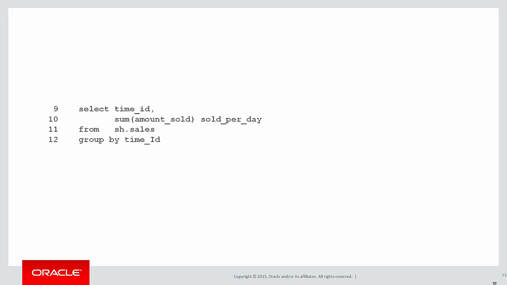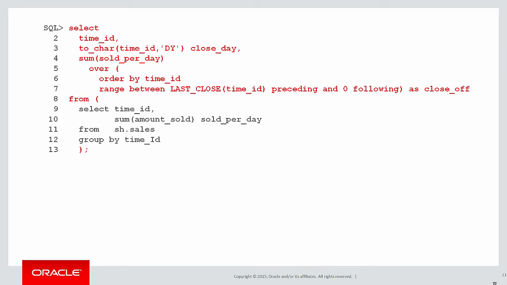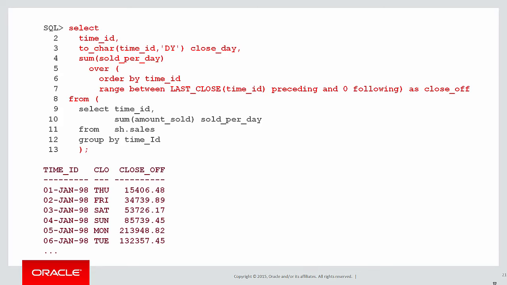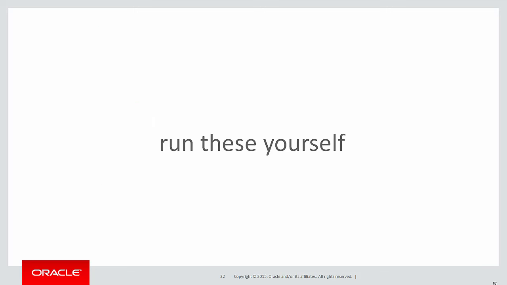Here's our query we had before showing the sales per day. We're going to wrap that in an inline view and plug in our analytic function, and there's the result. What we have is the close of books total that dynamically changes its window. And you can see there, for example, on the Monday, on the 5th of January, the total was quite large because it included the sales from the previous Sunday and Saturday and Friday. You can run these scripts yourself by clicking on the Live SQL link below.